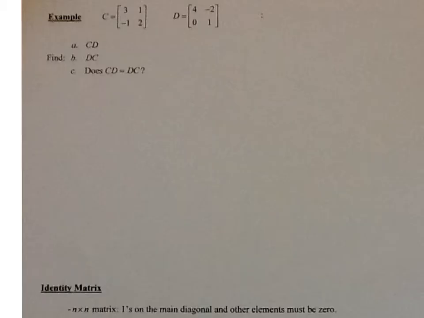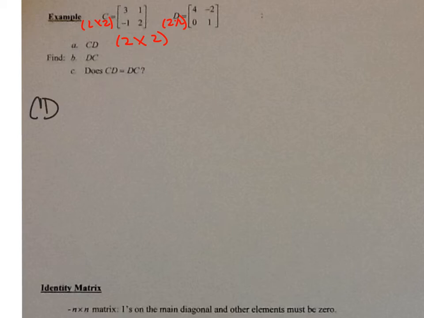Okay, so we're going to start with multiplying C times D. C times D, matrix C times matrix D. So matrix C is a 2 by 2, and matrix D is a 2 by 2. So C times D is going to give me a 2 by 2. Okay, so let's do C times D to start off.